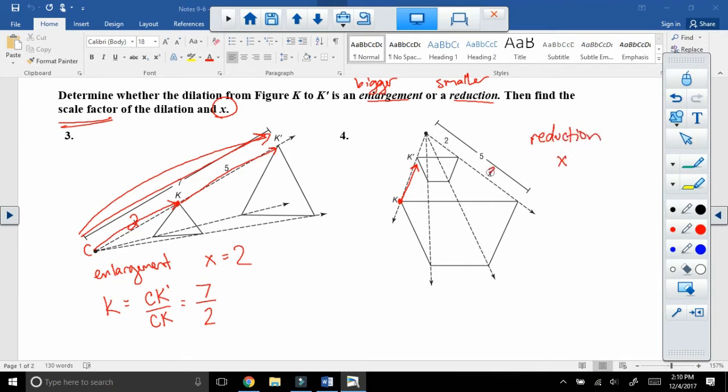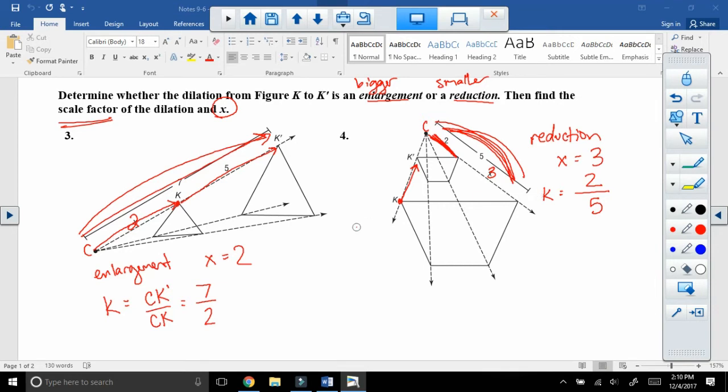X would be 3 because the whole thing is 5 and this part is 2. And then for the scale factor, it's the distance from the center to the image. So in this case, it's 2. And then the center to the pre-image. So in this case, that is 5. And we can see here that this is a reduction, that scale factor is less than 1. This one being an enlargement, that scale factor is more than 1.